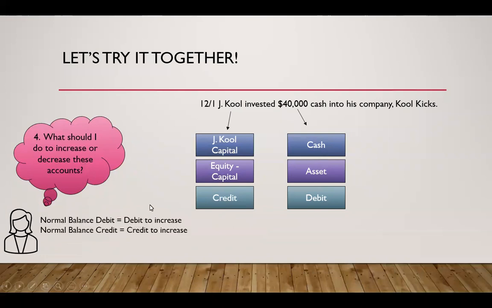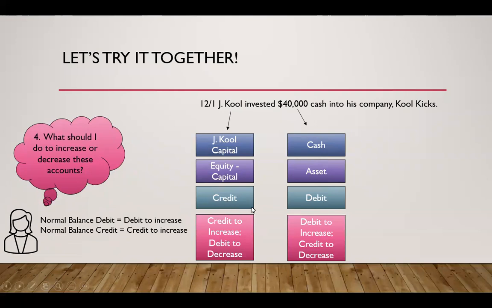Well, this answer is basically the same as the normal balance question in terms of increasing, because we determine the normal balance of an account by saying, well, what do I have to do to increase the account? So for capital, to increase it, I use a credit. To decrease it, I use a debit. For cash, which is an asset, to increase, I use debit, but to decrease, we use credit.